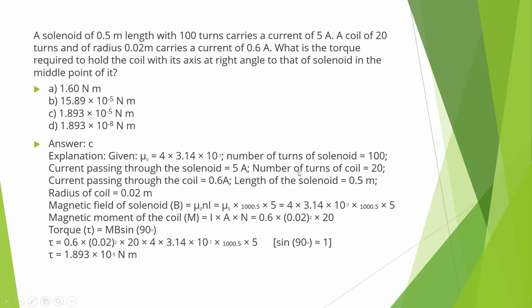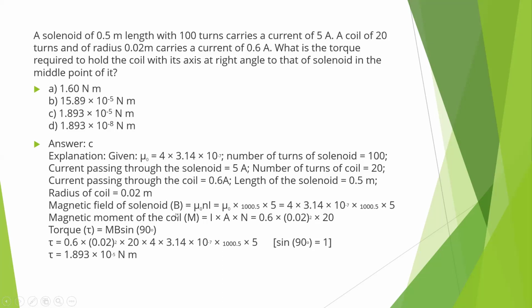First write all the terminologies they have given. The number of turns of the solenoid is 100. Current passing through the solenoid is 5 ampere. Then the number of turns of the coil is 20. Current passing through the coil is 0.6 ampere. Length of the solenoid is 0.5 meter. Radius of the coil is 0.02 meter.